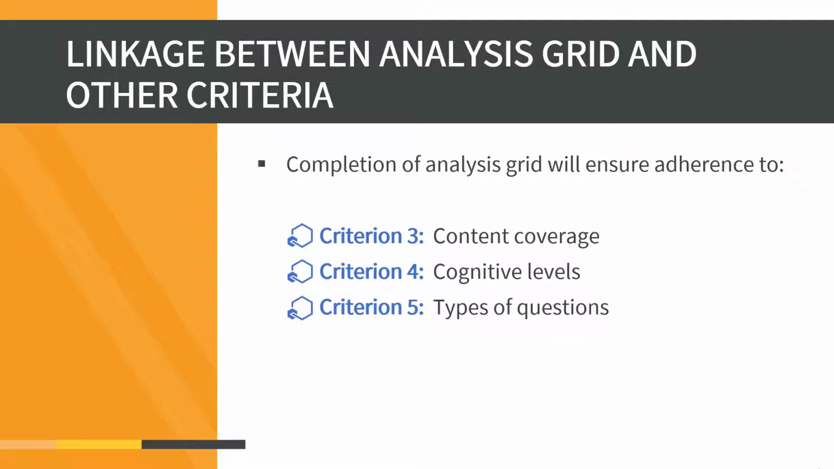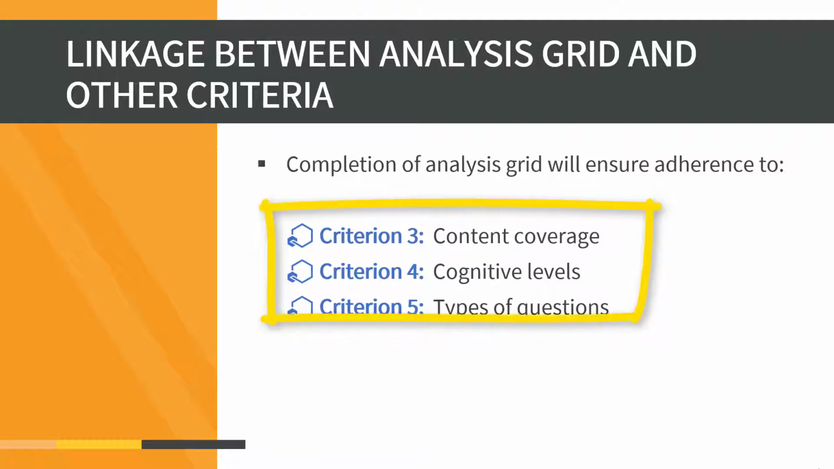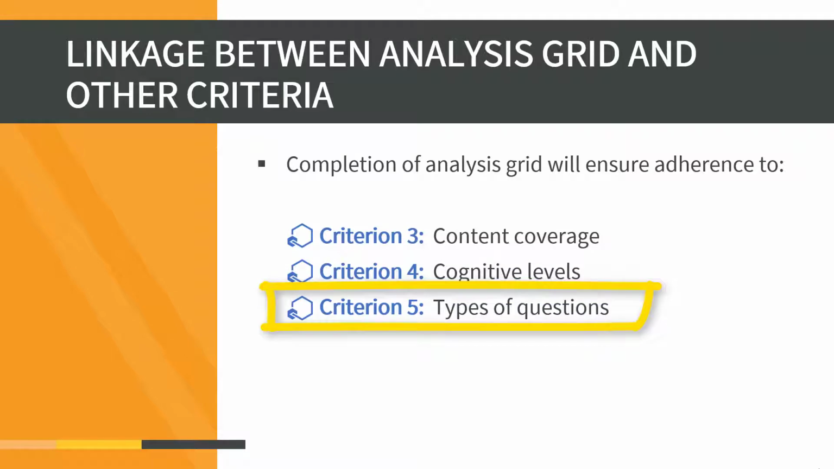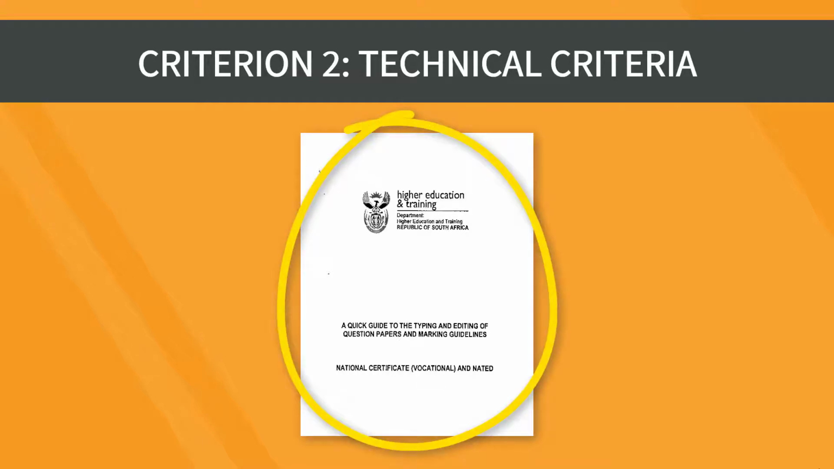If you look at the analysis grid for NCV qualifications, it should be clear that completing this grid correctly will help you comply with Criterion 3, 4, and 5. You will have the correct content coverage, cognitive levels, and types of questions. This brings us to Criterion 2, which is Technical Criteria. Before we analyze the technical criteria, let's have a look at another very important Department of Higher Education and Training document: a quick guide to the typing and editing of question papers and marking guidelines.